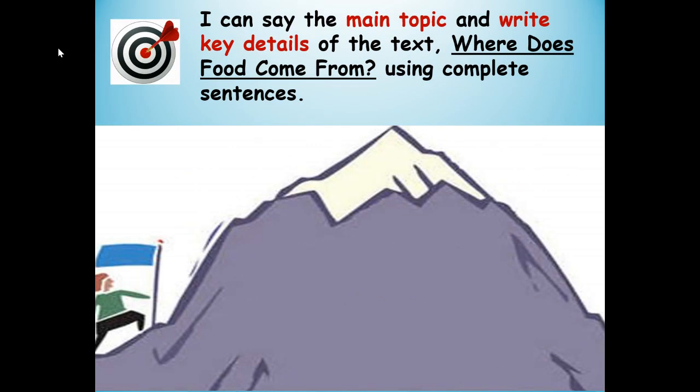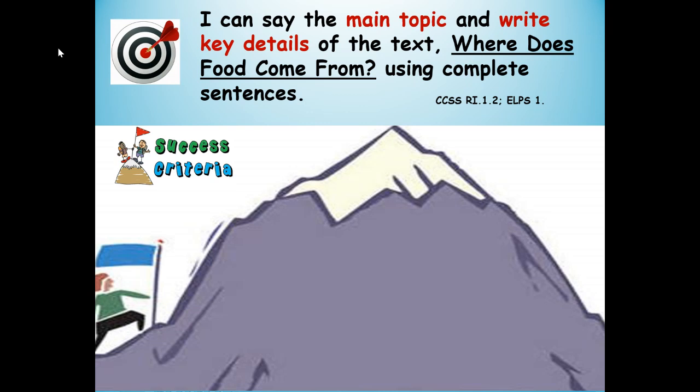So let's go over our learning target. I can say the main topic and write key details of the text. Where does food come from? Using complete sentences. Success criteria, that means how will you know you're successful at saying the main topic and writing key details of the text?